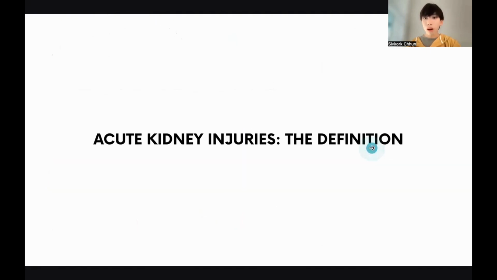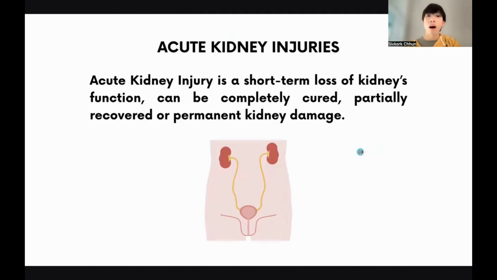The definition of acute kidney injuries, according to Kidney Foundation Australia, is a short-term loss of kidney function. It can be completely recovered, partially cured, or lead to permanent kidney damage. So it's three different health outcomes. It can completely recover, which means completely cured, or partially cured, like 50% recover and 50% require ongoing care, or lead to permanent kidney damage, which means 100% cannot recover. So it affects the kidney function, the kidney and urinary tract.